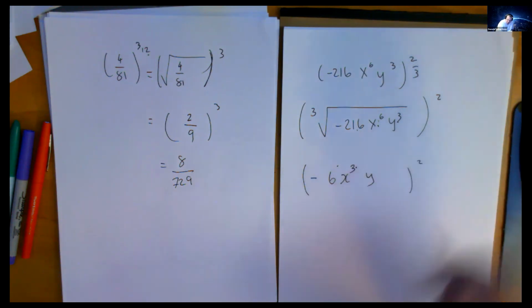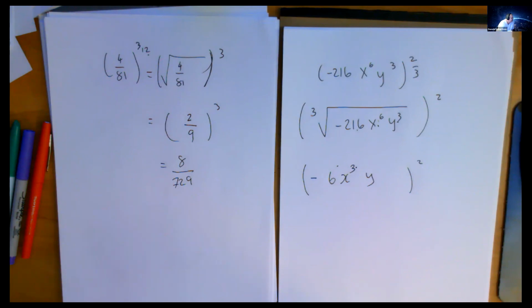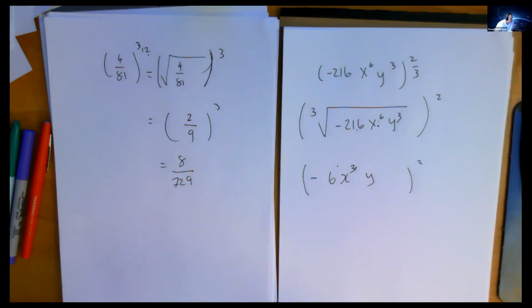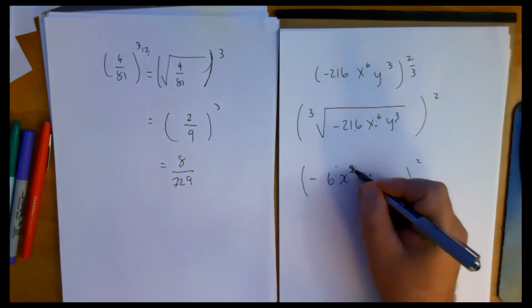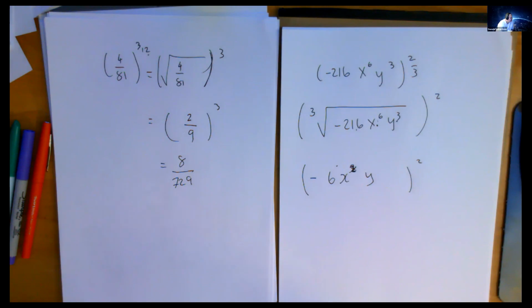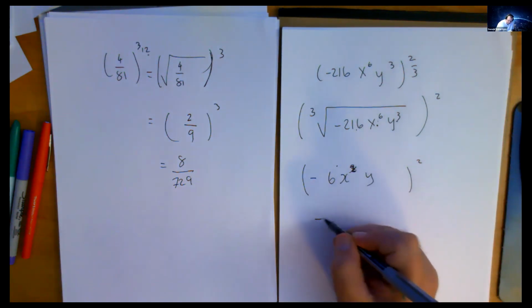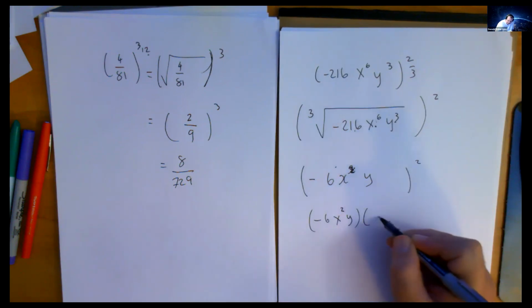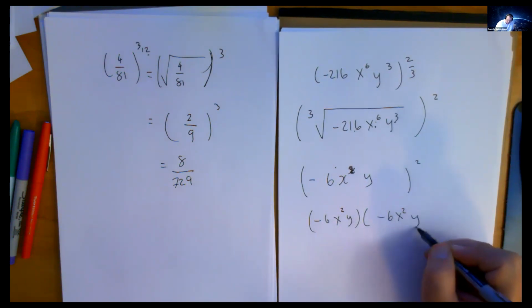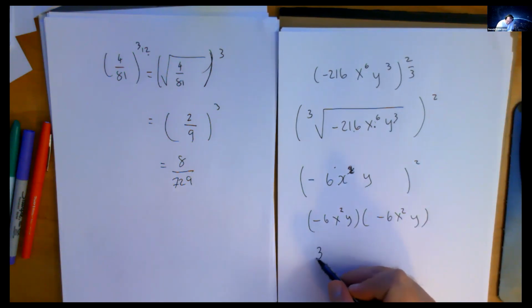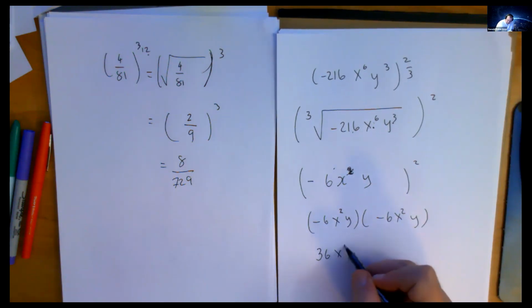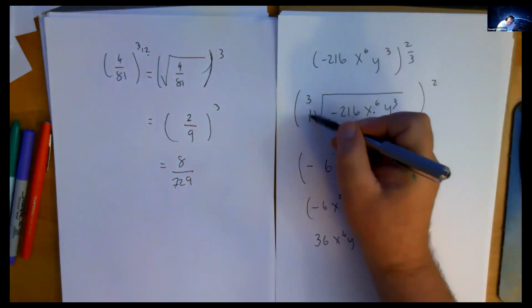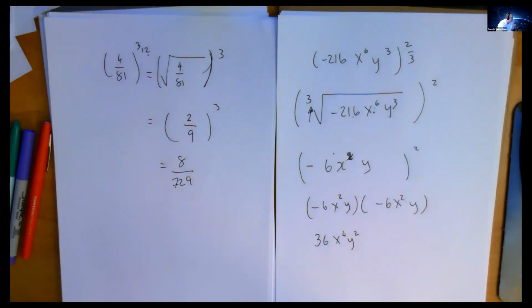And I just made a mistake. Can anybody see my mistake? Is the cube root that guy? No. 2. It's 2. I said it, but I didn't do it, right? So I'm going to take negative 6 x squared y and multiply it by negative 6 x squared y, which gives me positive 36 x to the 4 y squared. Now, this question is a cube root, so I don't worry about absolute values because we don't need them.